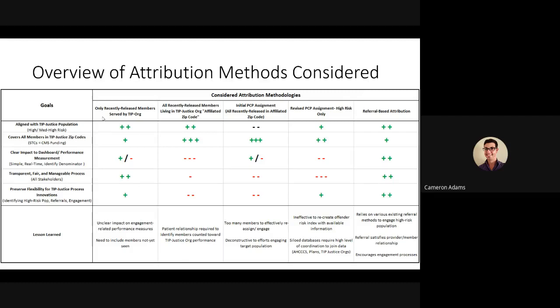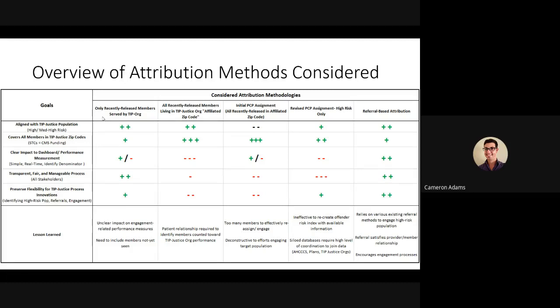Good idea, except that the criteria for that high-risk indicator, or sets of indicators, are spread out across different databases: between ACCESS, the plans determining if there's prior PCP engagement, and the TIP justice organizations with their probation and parole partners being able to provide some of the criminogenic risk information. So with that fragmented system, we weren't able to compile a good way of identifying high-risk individuals with those indicators. So we're settling here on our last approach, which is the referral-based attribution.